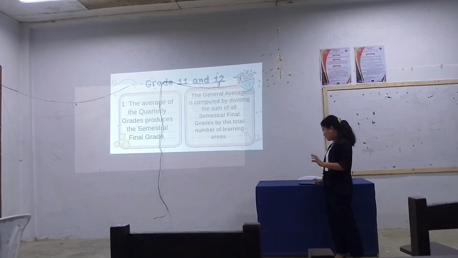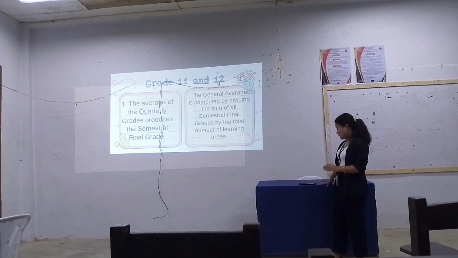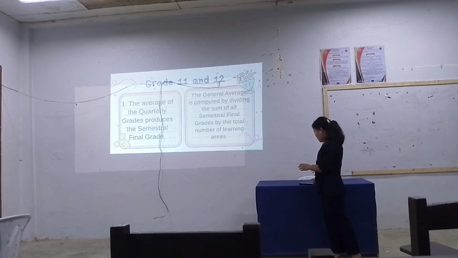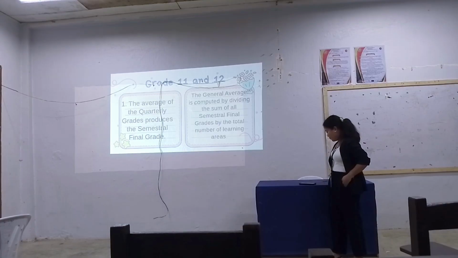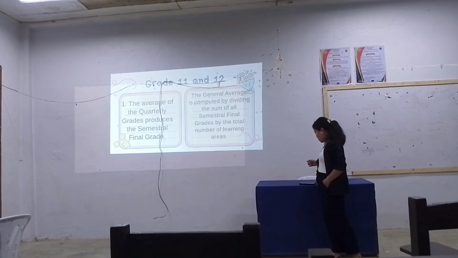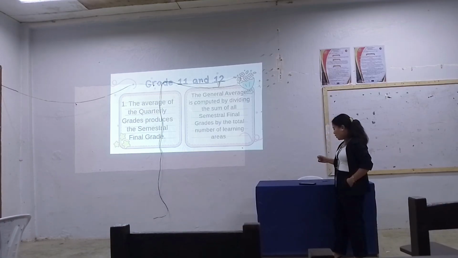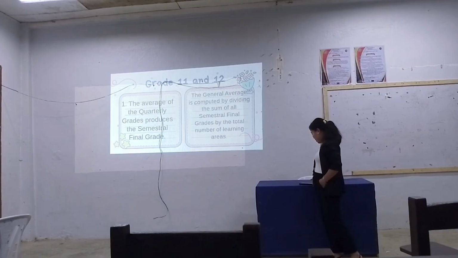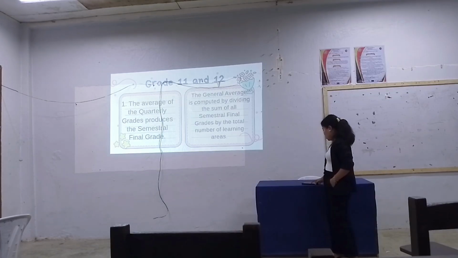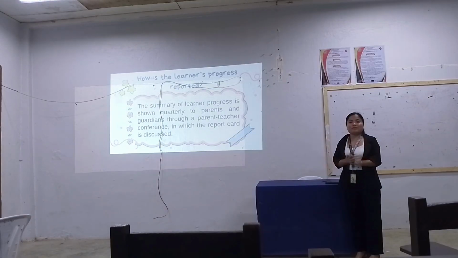And next is convert this to percentage scores. And third is calculate weighted scores based on the component weights. And lastly, the total of these weighted scores gives the initial grade, which is then transmuted to derive the final grade for the semester. So I will give the floor to Teacher Allison.